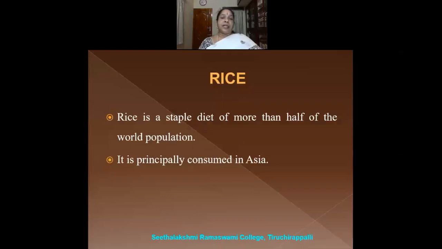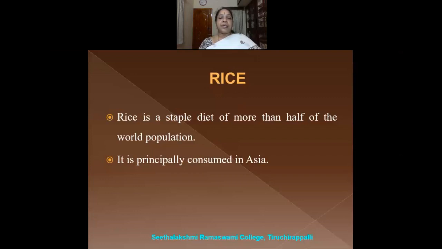We have seen the content of wheat. Next, we shall see about the rice. Rice is the staple food of many of the communities. Particularly, rice is consumed to a large extent in southern part of India.